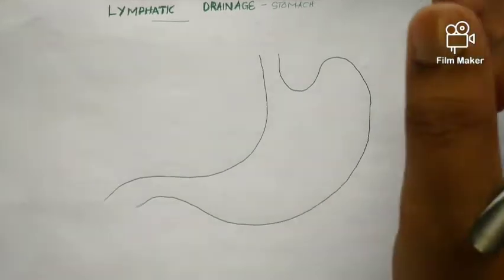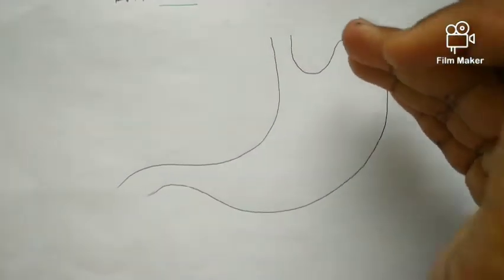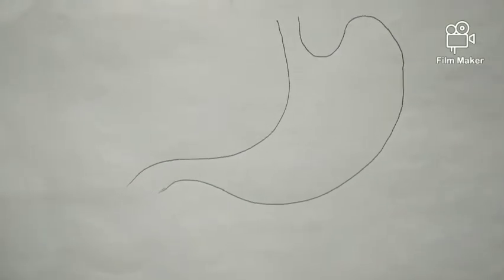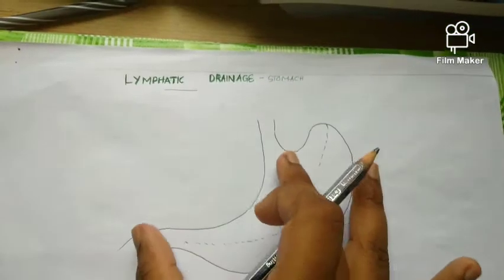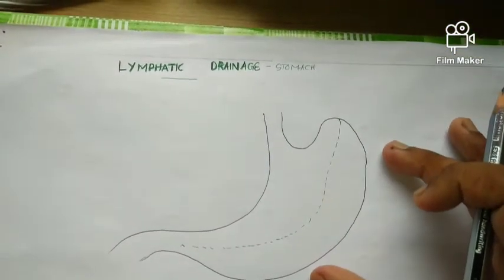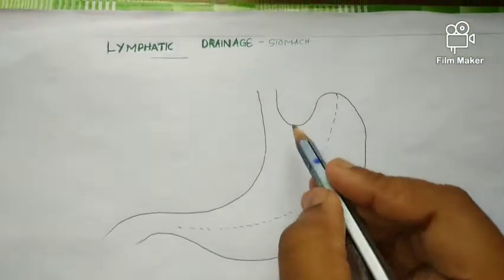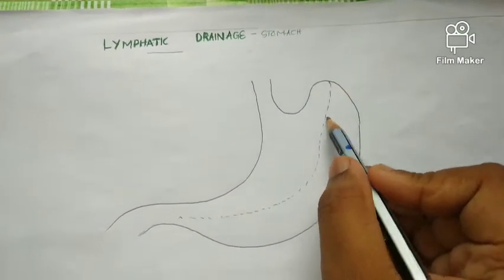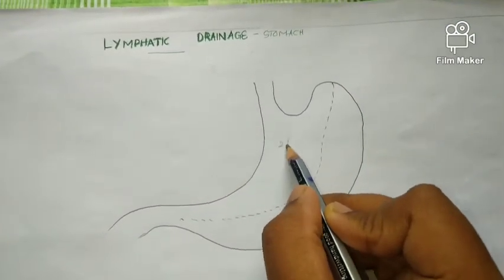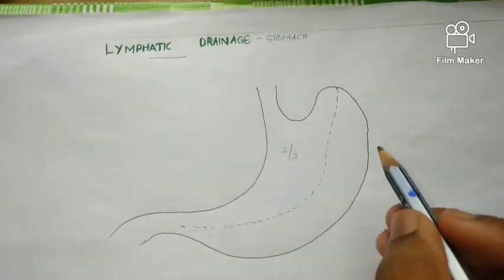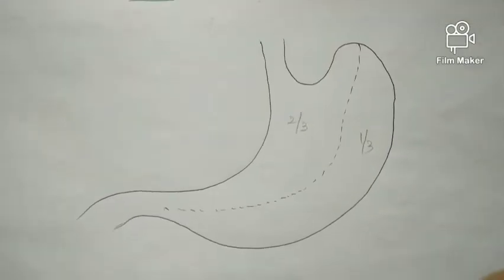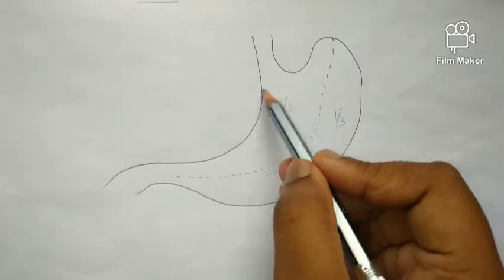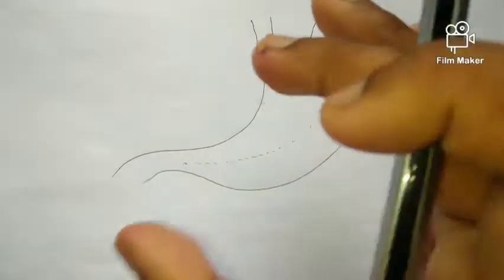For learning purposes, we have to divide the stomach into 4 lymphatic territories. For that purpose, I drew this is the right part and this is the left part. First, a line is drawn like this, so that the right part is about 2/3 and the left part is about 1/3. Now I am dividing this right 2/3 part into 2 parts.